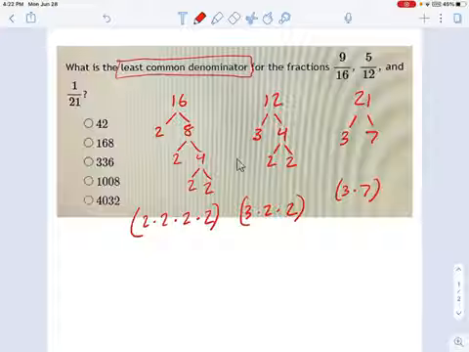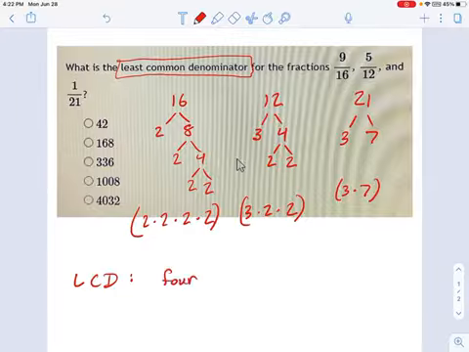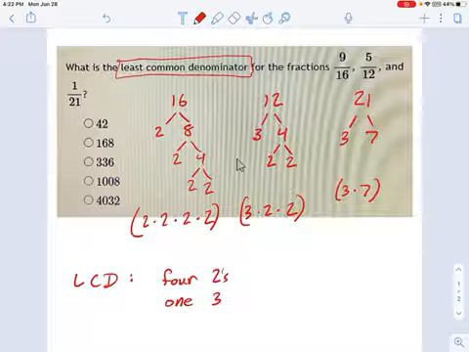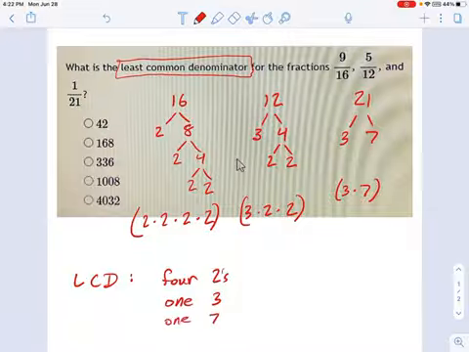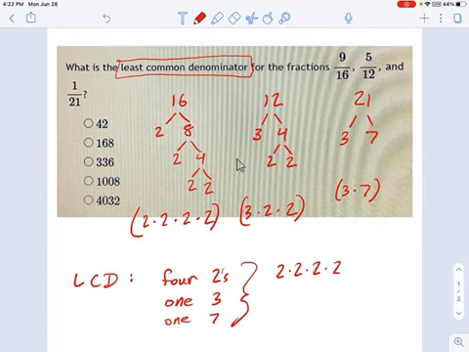So when you're looking for a least common denominator, you have to make sure this denominator contains at least as many factors as any one of the denominators. So this one is 4 2's. So my least common denominator must contain 4 2's. Okay, it also must contain at least 1 3 and at least 1 7. Okay, that's what it must contain at least. So what's that going to be? That's going to be 2 times 2 times 2 times 2 times 3 times 7.